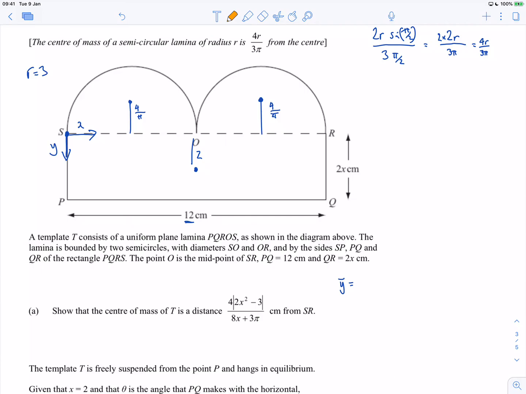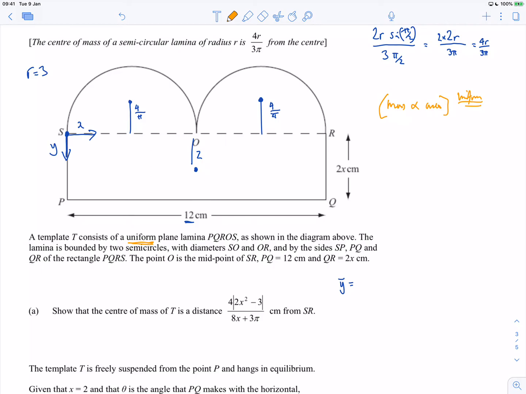The mass of a semicircle, and because it's a uniform plane, right? So we just times it by density, but then we divide by the density anyway, so it doesn't particularly matter. We just need the areas. The mass is going to be proportional to the area if it's uniform, right? If the thing is uniform, then we can just treat the area as the mass.